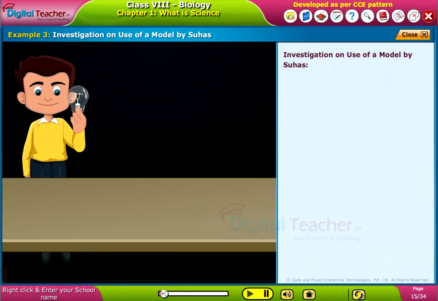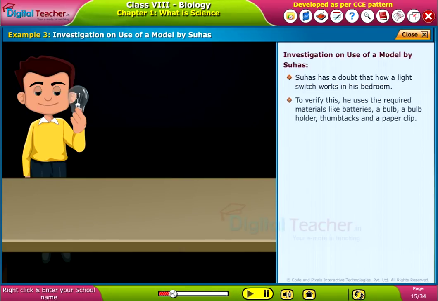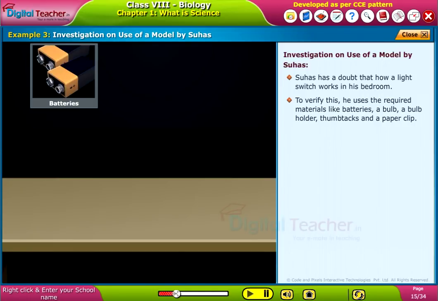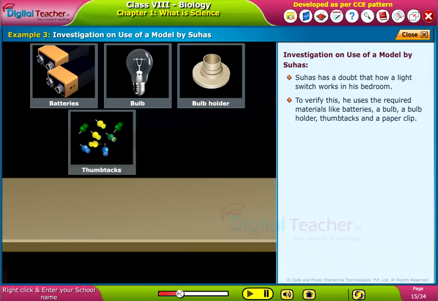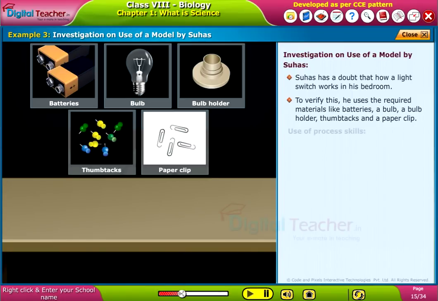Example 3. Investigation on use of a model by Suhas. Suhas has a doubt about how a light switch works in his bedroom. To verify this, he uses the required materials like batteries, a bulb holder, thumbtacks, and a paper clip.